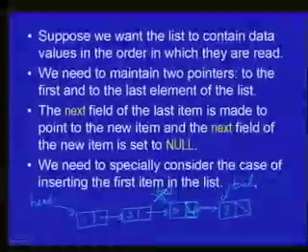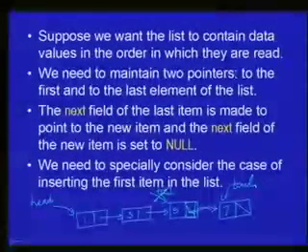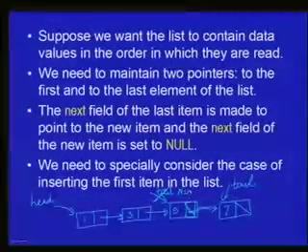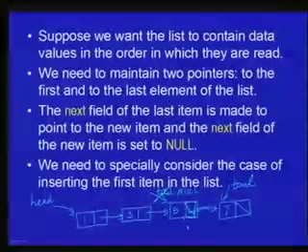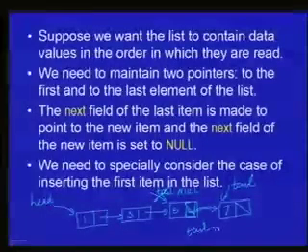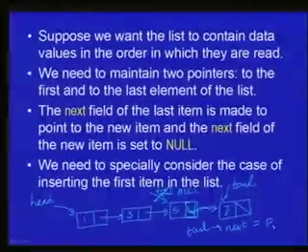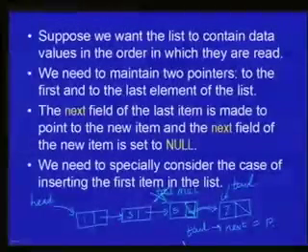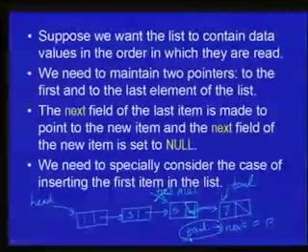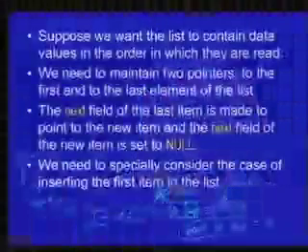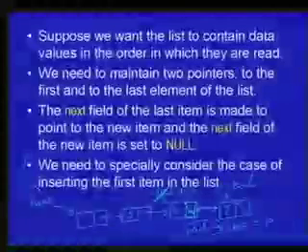But we have to be careful, because if initially the list is empty, both head and tail are going to be null. So if we try to set tail arrow next to P, where P is the pointer to the newly allocated element, then if the value of tail is null, we are dereferencing a null pointer, which will result in unpredictable behavior, which will probably cause the program to crash, and so this must not be done, and therefore we need to specially consider the case when inserting the first item in the list.